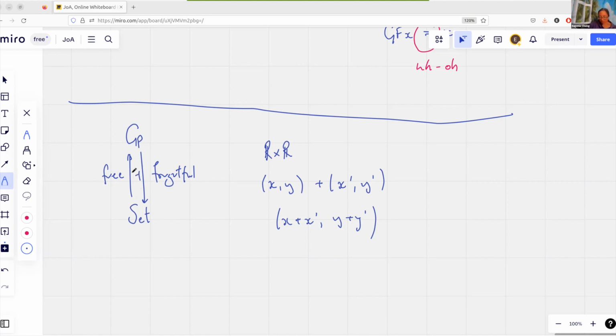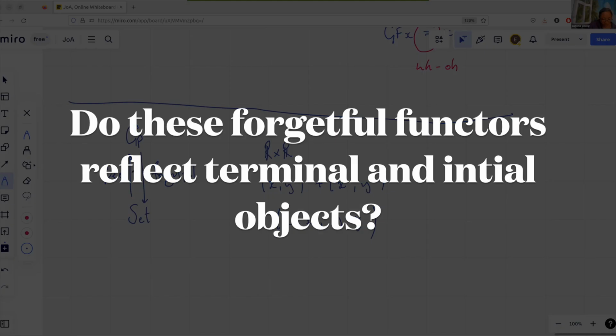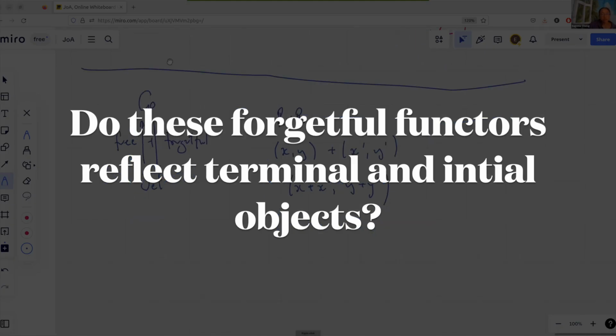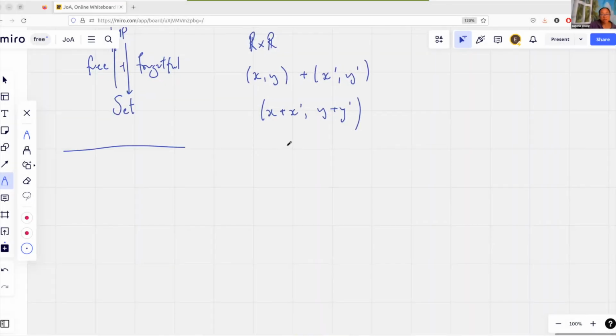And the next question: I'm curious about functors that reflect rather than preserve structure. Do these forgetful functors reflect terminal and initial objects? Okay, so there's a whole load of questions here about reflecting structure. So let's think about the first one, which is posets to sets. Remember that the terminal object in set is any one element set, and the initial object is the empty set. And that's also the same in the category of posets.